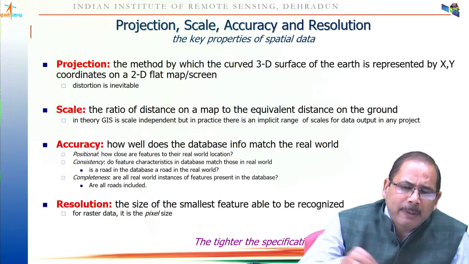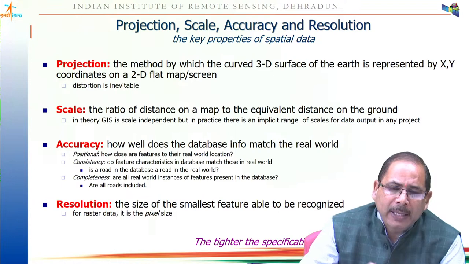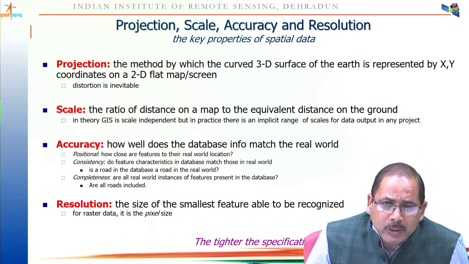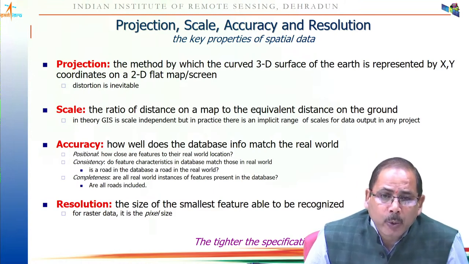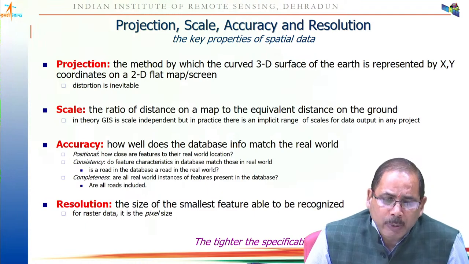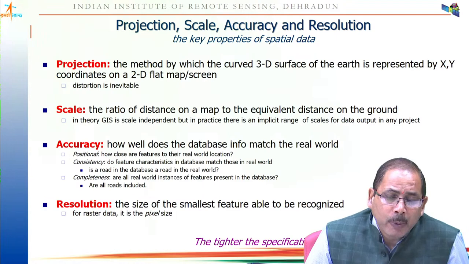Because if I am saying that this is the geometry of a road, and the road I am representing in my data, how closely is it matching with the real road in our terrain? So this is called positional accuracy. If there is a shift in the position of a road, then we will consider it as an error in the positional accuracy of our data sets.